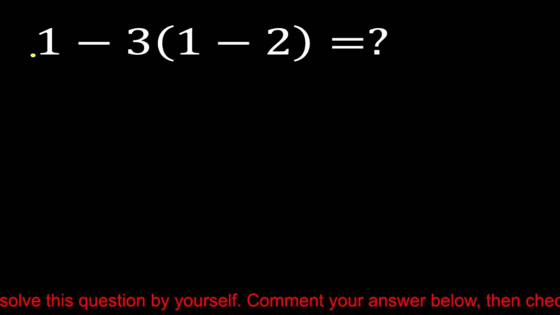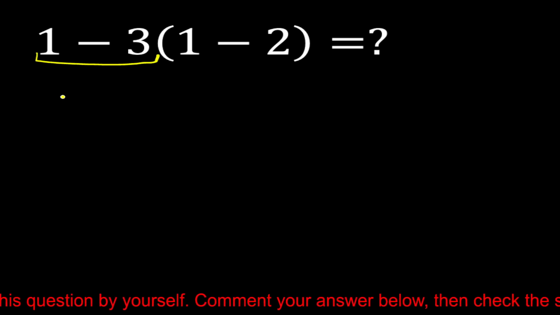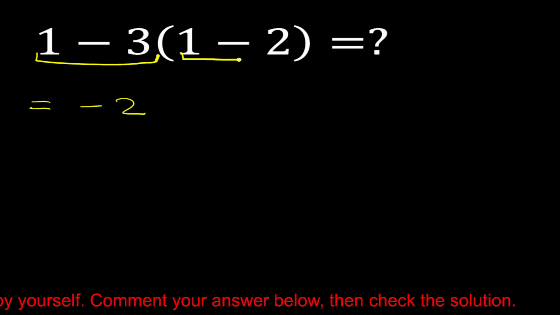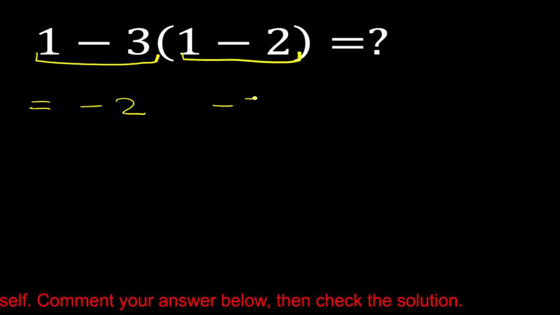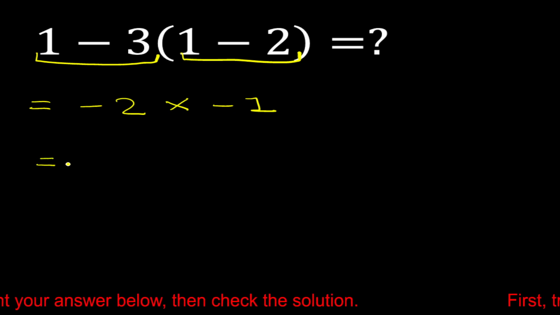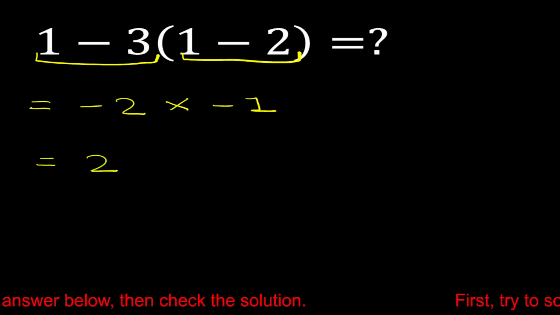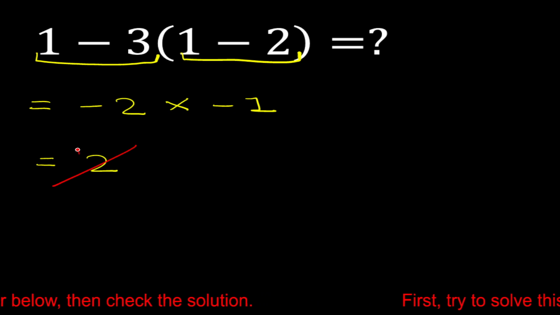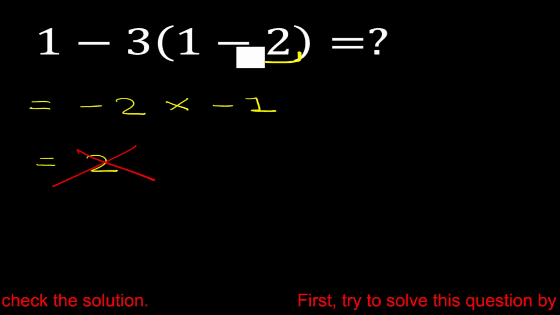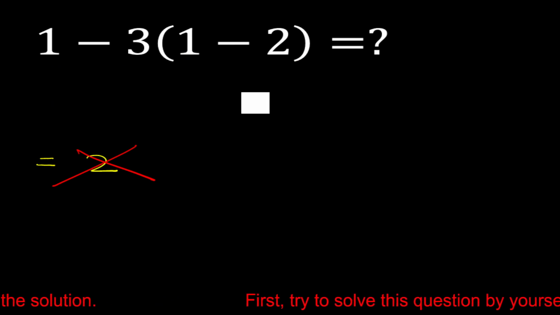So 1 minus 3 is equal to minus 2. Then again 1 minus 2 is equal to minus 1. Now minus 2 multiply minus 1 is equal to plus 2. Okay, but this answer is not correct. This answer is completely wrong. So now let's solve this problem correctly by using a PEMDAS rule.